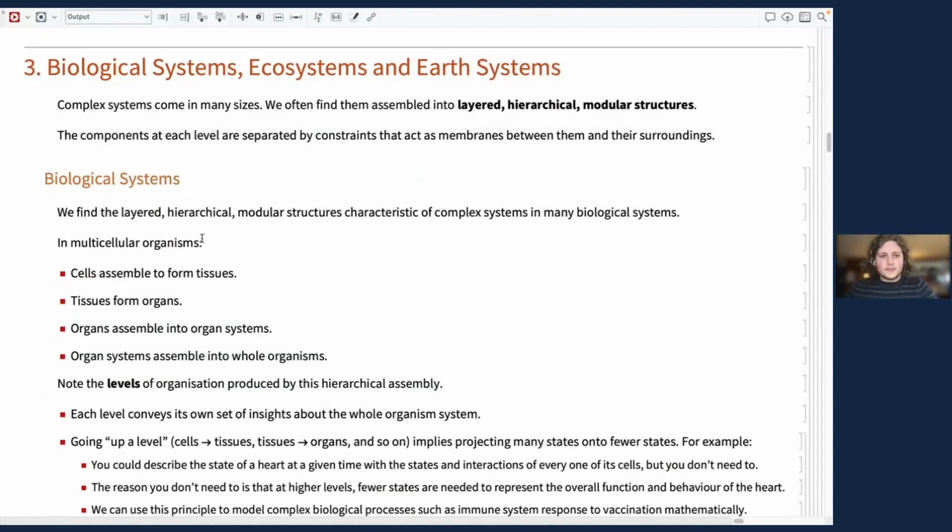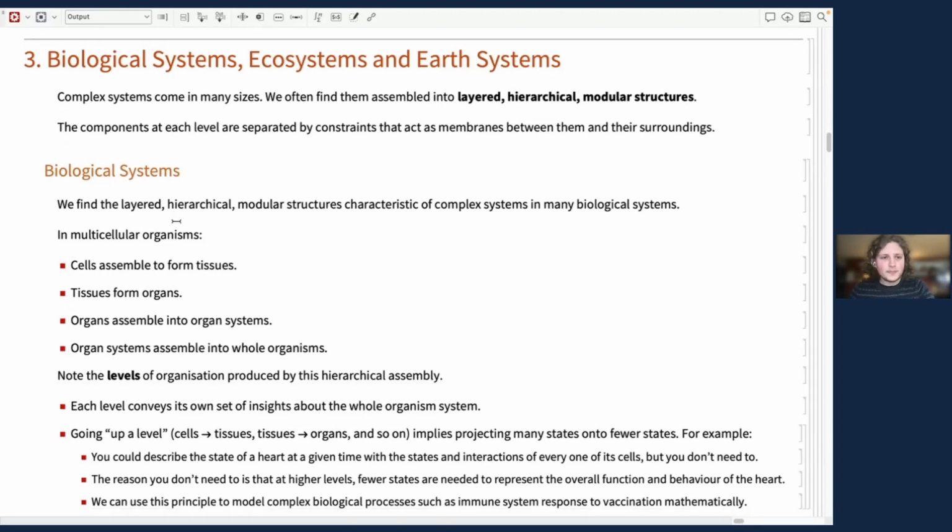So complex systems come in many sizes, and we often find them assembled into layered hierarchical modular structures. The components in these structures at each level are separated by constraints that act as membranes between them and their surroundings. This is the case in biological systems, in ecosystems, and as we'll see also in Earth systems.